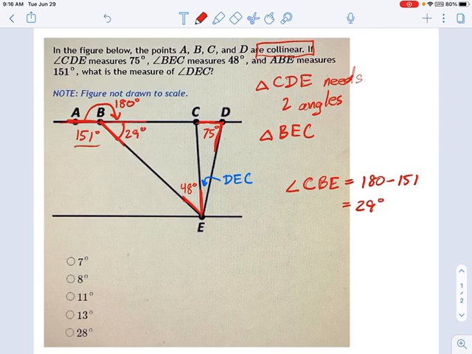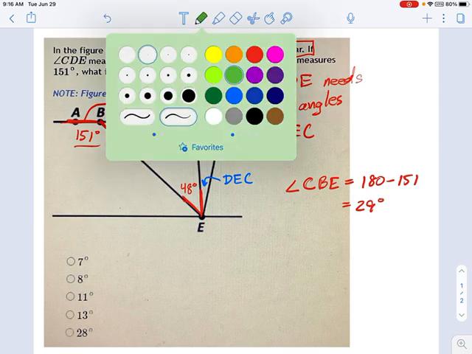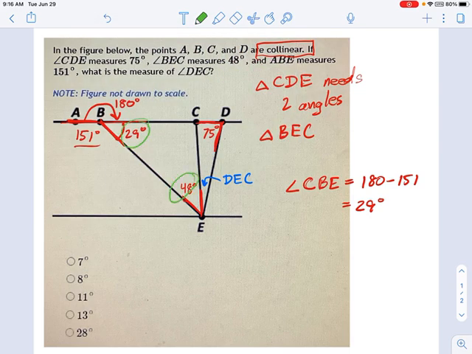Well, that's great because now look at what I have here. I now have two angles within a triangle, 29 degrees and 48 degrees. And I can use that to figure out this angle right here, angle BCE. So angle BCE now equals 180 minus the sum of those other two angles, 29 plus 48. And I think it's calculator time. I don't want to make a mistake here. 29 plus 48 is 77. And 180 minus 77 is 103 degrees. Okay, so that's 103 degrees.